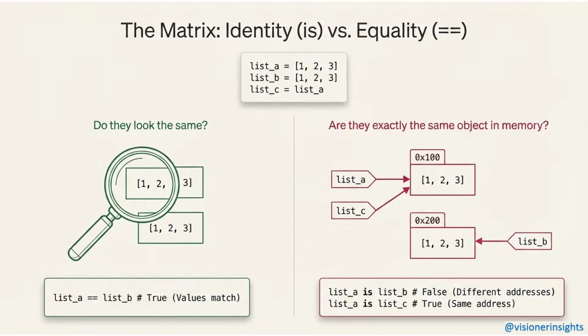But now look at the memory diagram on the right. There are actually 2 separate objects living at 2 different addresses in memory. The is operator checks for that. It's asking, are you literally the exact same object? And the answer is no, so list A is not list B. But then look at list C. It was assigned directly from list A, so they both point to the very same object in memory. And that's why list A is list C.